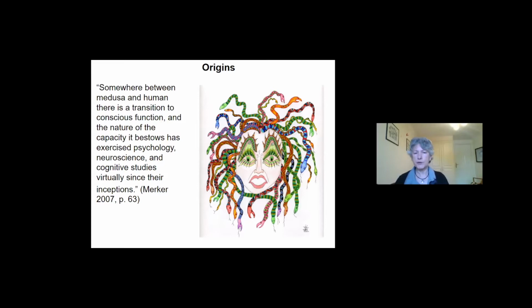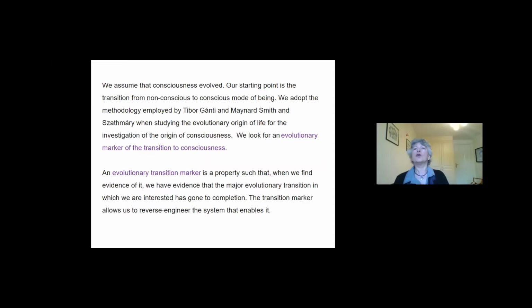We are assuming that consciousness evolved. That is, it is not all over the place. So my cup of tea here is not conscious. The only consciousness that we know of is biological consciousness, and we assume that consciousness evolved.